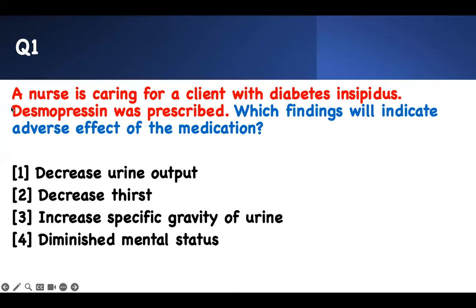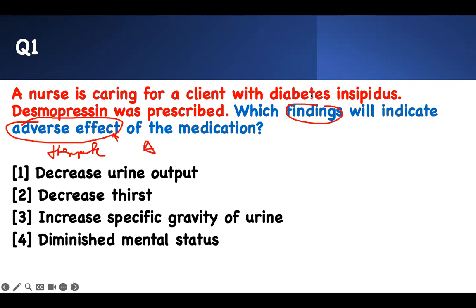Number 1, like I said, pharmacology. You don't have to sweat about it. Which findings? I'm looking for findings that will indicate adverse. The word is adverse effect, not therapeutic effect. Adverse, bad stuff. That is the ask of the question of the medication.